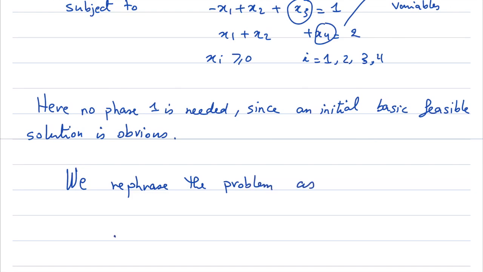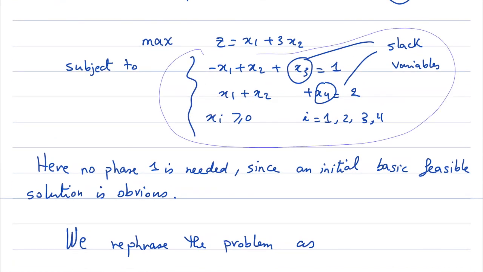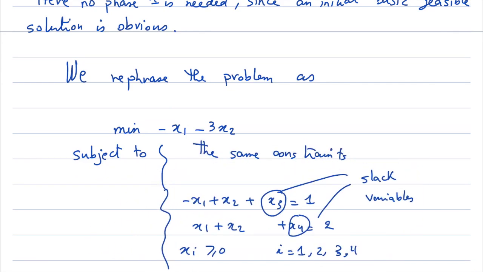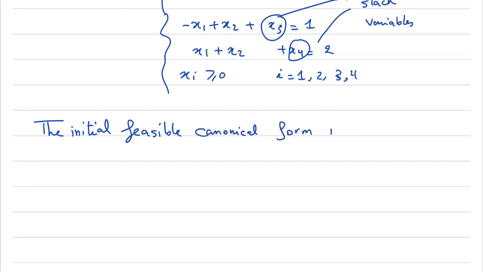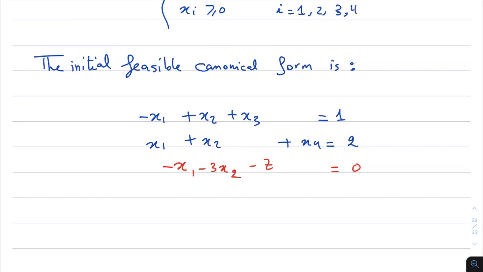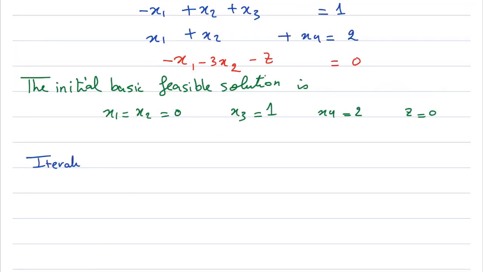Now we rephrase the problem: we want to minimize minus x1 minus 3x2 subject to the same constraints. The initial canonical form is minus x1 plus x2 plus x3 equal to 1, x1 plus x2 plus x4 equal to 2, minus x1 minus 3x2 minus z equal to 0. The initial basic feasible solution is x1 equal x2 equal to 0, x3 equal 1, x4 equal to 2, and z equal to 0 in this case.